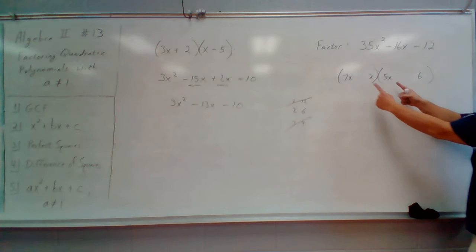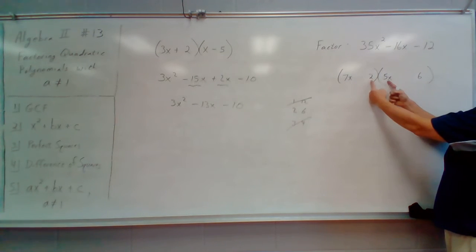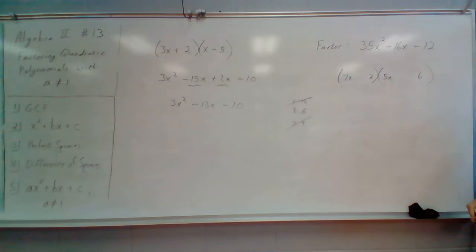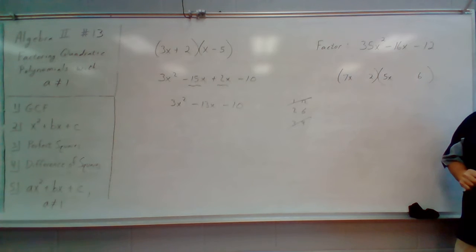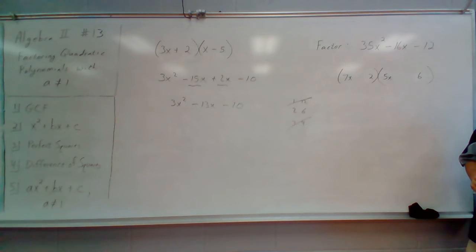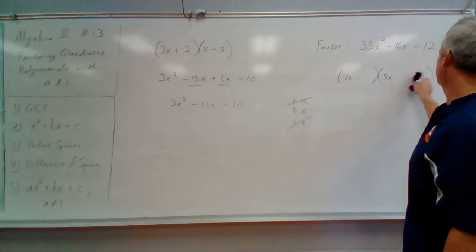Let's try 35x squared, 42x, 10x. Can I get a negative 16 out of a 42 and a 10? Well, 42 plus 10 is 52. 42 minus 10 is 32.